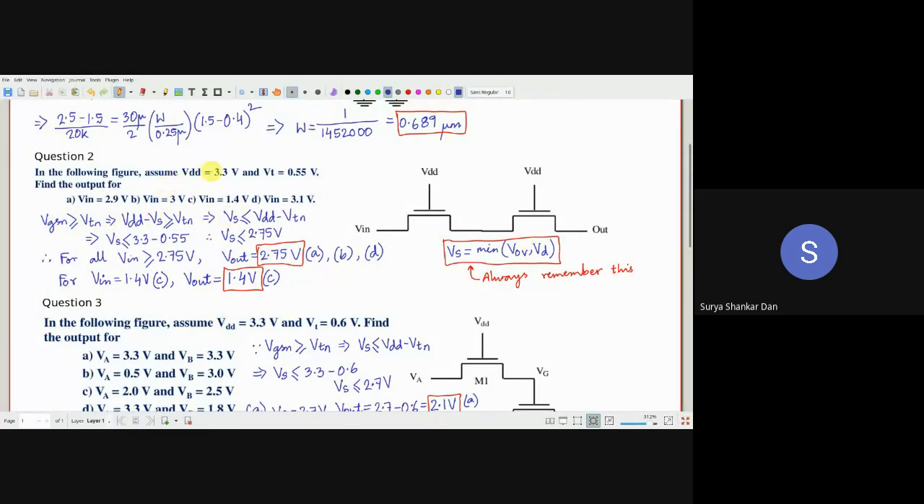Now, this is the same thing which I have done. So here in this problem, what we have to find out is the output, V out equal to what? Assuming that VDD is 3.3 volts, again older technology, but anyways, let's solve it. And VT is 0.55. Find the output for these 4 conditions. All right, cool. So what I will do is VGSN. ठीक है, तो यहाँ पर आपका VGSN हो गया.